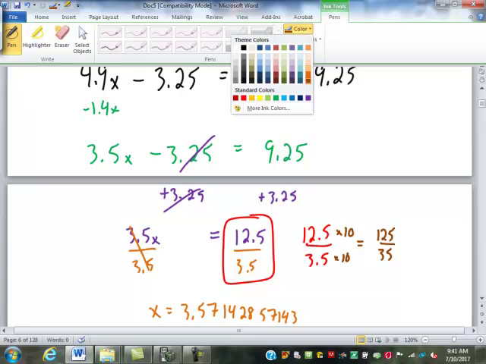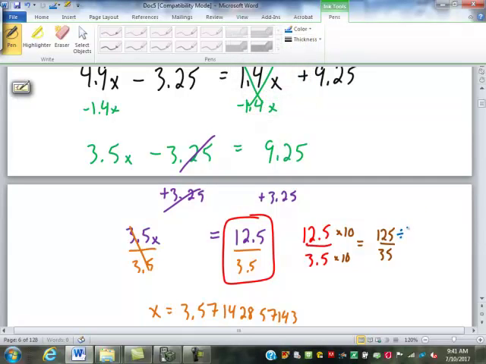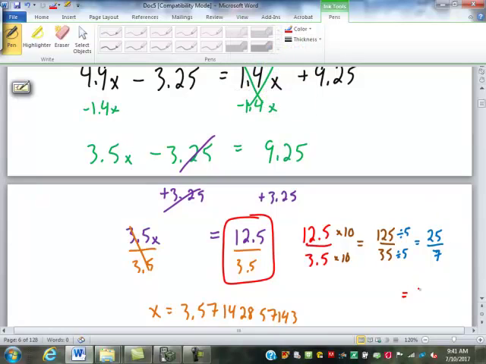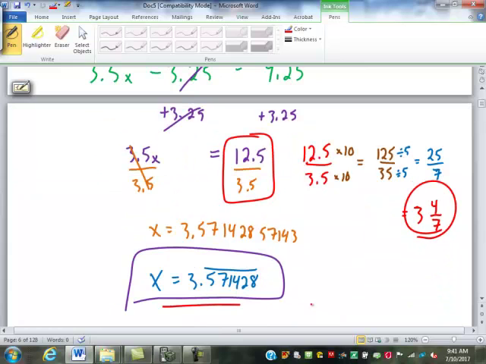Now there's a couple of different directions I could go from here. I'm going to make it easier on myself. Both of them can obviously be divided by 5. So I'm going to divide by 5. That gives me 25. 125 divided by 5 is 25. 35 divided by 5 is 7. 7 goes into 25 3 times. That'd be 21, so there's 4 left over. So I could have also, rather than doing 3.571428 repeating, written that as simply 3 4/7.